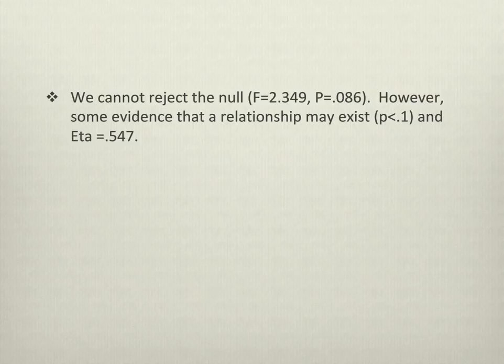So to sum it up, I would report this as, well, we cannot reject the null. My F value, that's the value of ANOVA, is 2.347 with a p-value of 0.086. However, I am seeing some evidence that there is a relationship, p less than 0.1 and ETA 0.547.